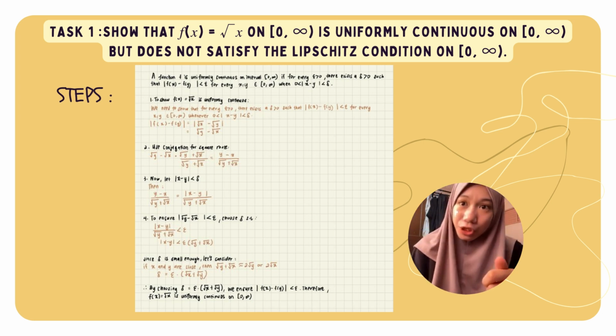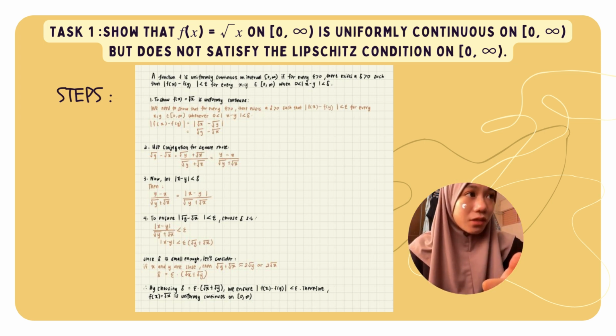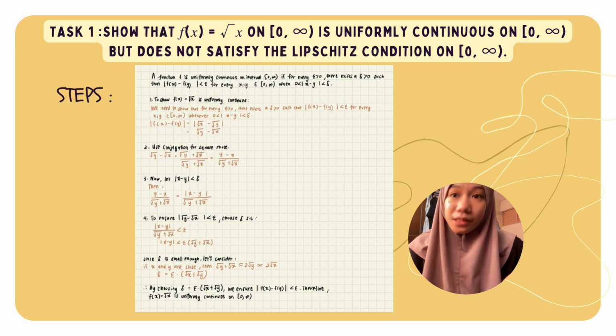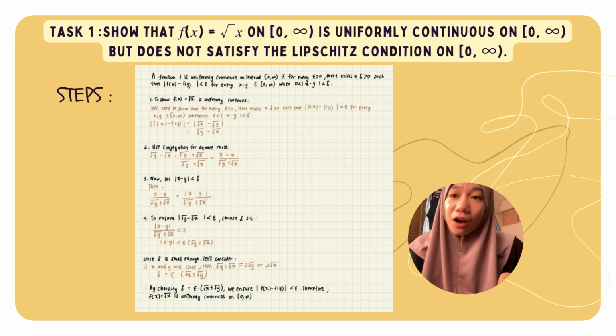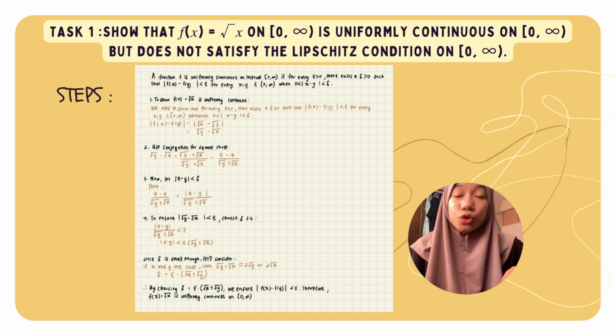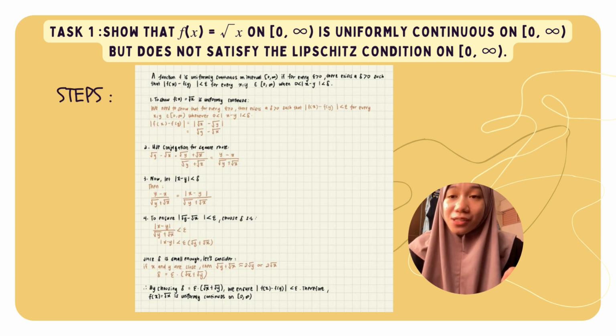So, by the definition, a function f is uniformly continuous on the interval [0, infinity) if for every epsilon greater than 0, there exists a delta greater than 0, such that in modulus f(x) minus f(y) is less than epsilon for every x, y element of [0, infinity) when in modulus x minus y is greater than 0 and less than delta.